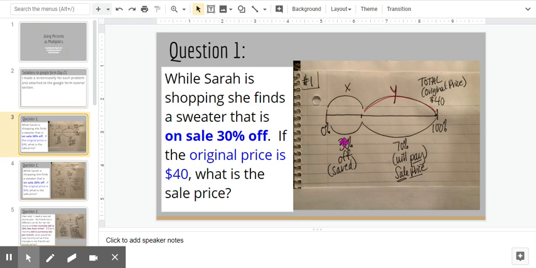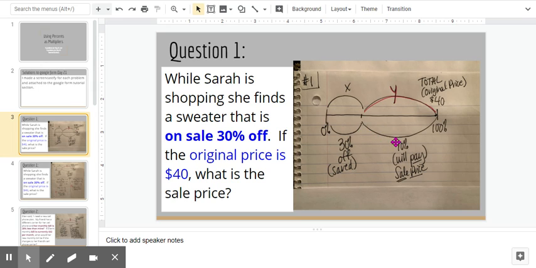So I estimate where about 30% would be, and that would be below 50% for sure. So I make a little mark there, 30% off, that's what's going to be saved. And the scoopy above it is going to be the dollar amount that represents that 30%.